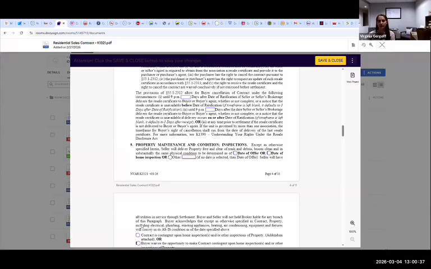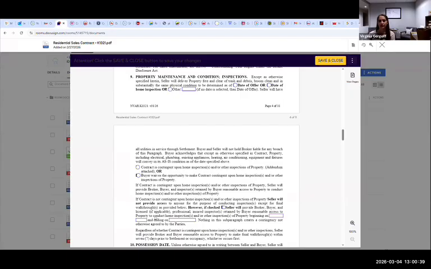Seller will have all utilities in service through settlement. Buyer and seller will not hold broker liable for any breach of this paragraph. Buyer acknowledges that except as otherwise specified in contract, property including electrical, plumbing, existing appliances, heating, air conditioning equipment, and fixtures will convey in as-is condition as of the day specified above.